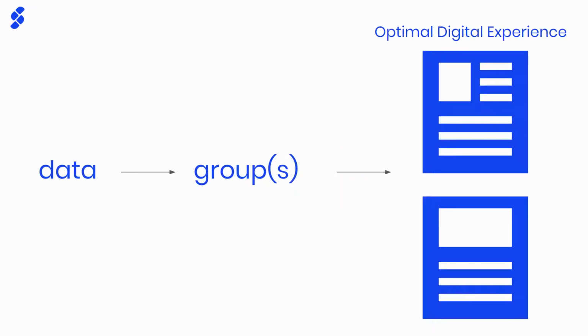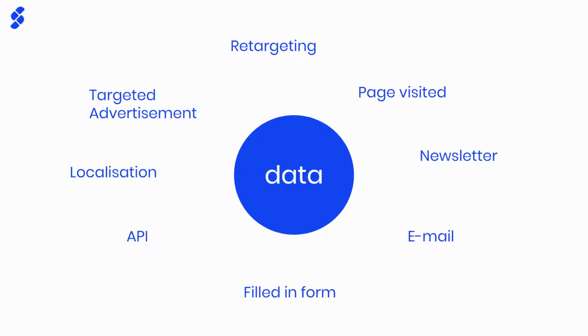How does it work? We have data of our visitors that we have gathered, and we put them in a group or groups. And using this information, we can create digital experiences that are really optimized for the visitor. So the big thing is the data itself. Using the data, I will show you some examples of how you can implement smart content for your clients. The first example is the easiest one to understand.